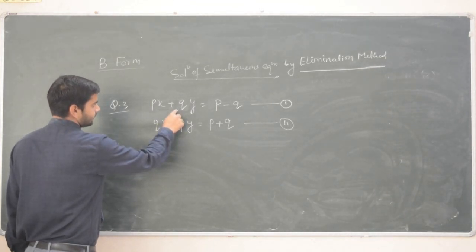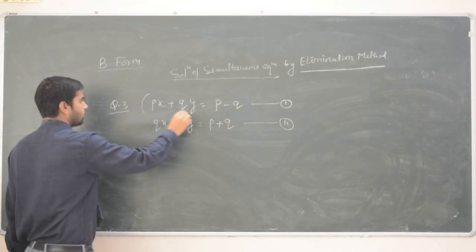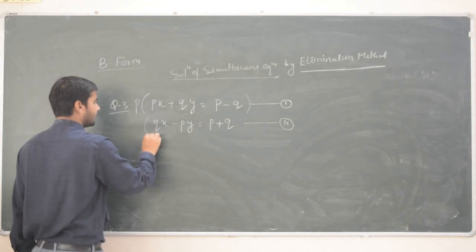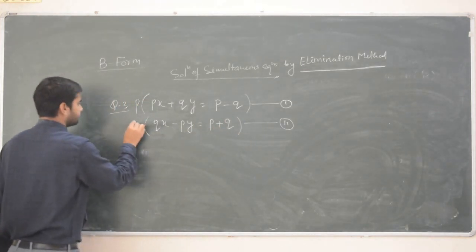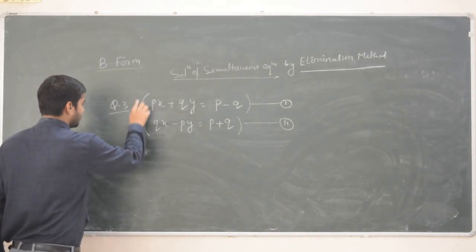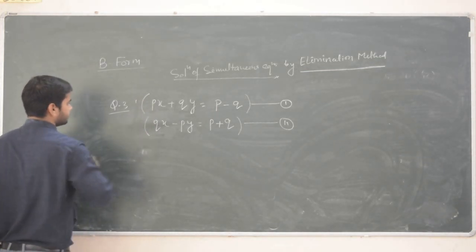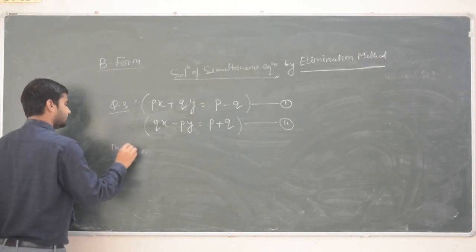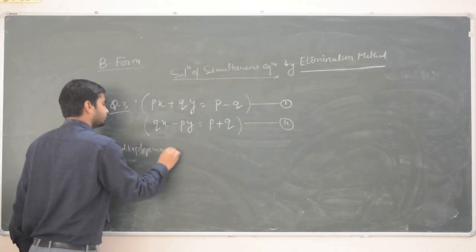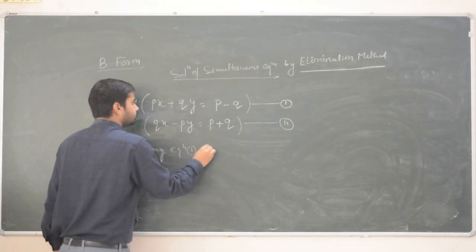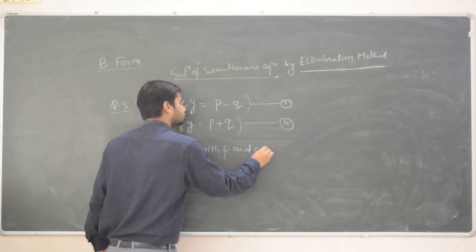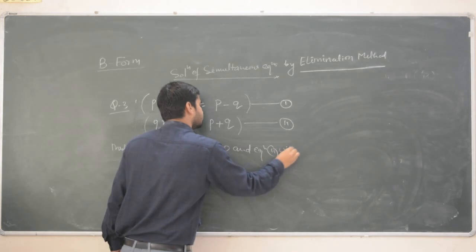So I have to get p here and q here. To get p here, we have to multiply this whole expression with p, and if we want q here, then I have to multiply this whole expression with q. So we will write: multiplying equation 1 with p and equation 2 with q.